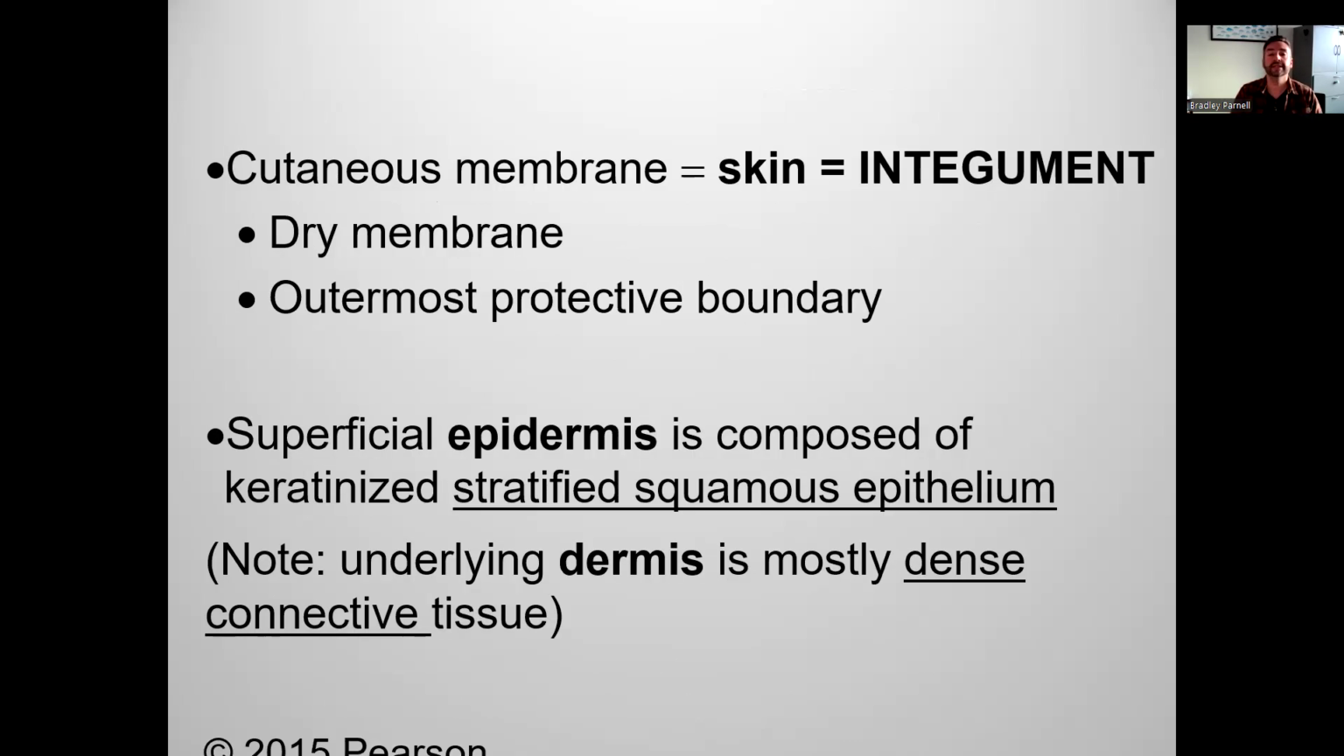So, when we think about the skin, again, that integument or cutaneous membrane, those terms are going to refer to the skin. So, it's that dry membrane, it's full of keratin, it's that protective boundary. Again, the most superficial is the epidermis. The epidermis is composed of that keratinized stratified squamous epithelial, so lots of layers of those little flat cells, and all of these are full of keratin. The epidermis of our skin is avascular, so there's no blood supply to the epidermis, and so that underlying dermis will actually have blood tissue that can supply the nutrients that are needed.